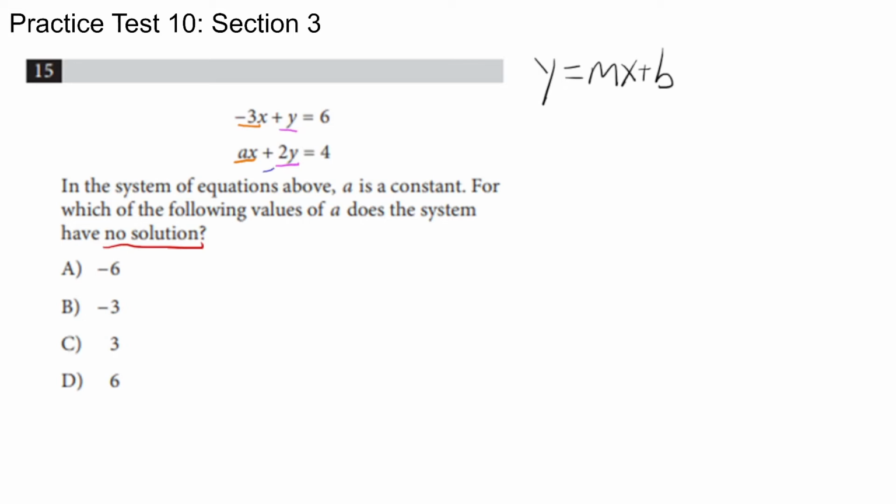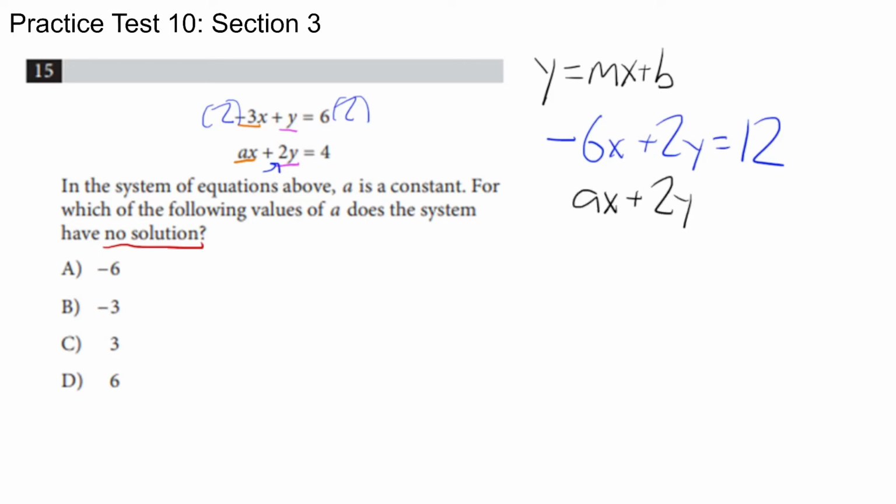Since my bottom equation has a coefficient of 2 in front of my y, I'm going to start by multiplying my top equation by 2 so the coefficient in front of my y matches. Once I do that, I'll get negative 6x plus 2y is equal to 12. My bottom equation is still ax plus 2y is equal to 4. So if I want my coefficients to match, that means my value of a would need to equal negative 6.